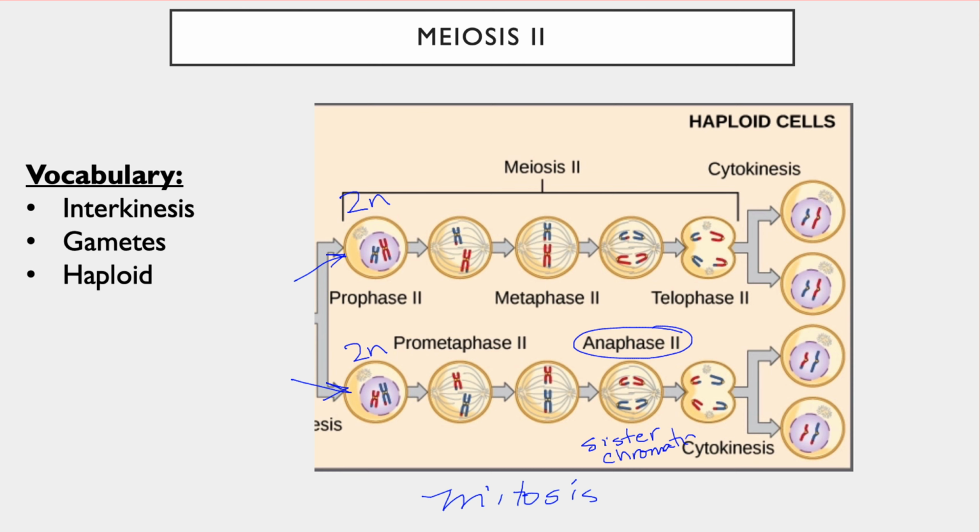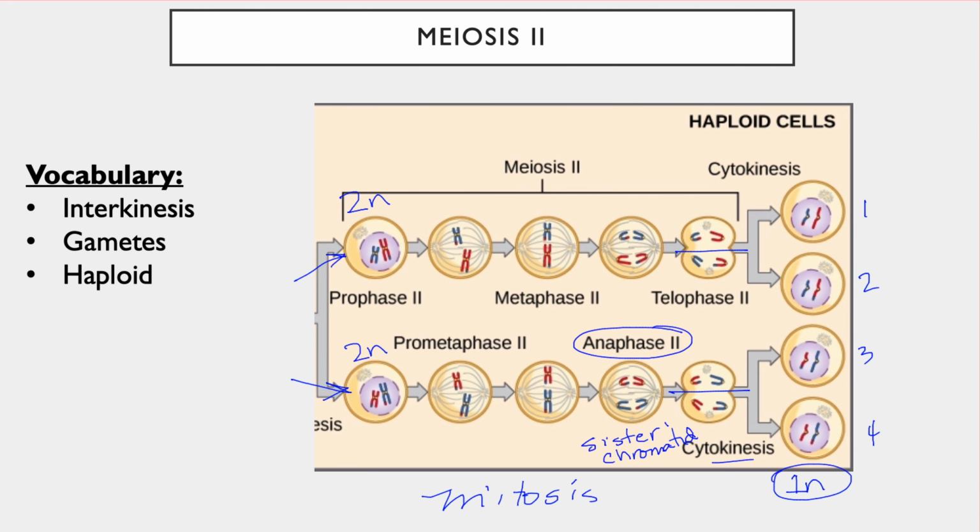If this process occurs correctly, and then these cells divide during telophase 2 and cytokinesis, then you're going to end up with 4 cells that have a genome that is considered 1N. So you will have only 1 copy of every chromosome.